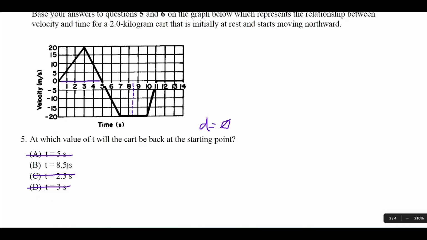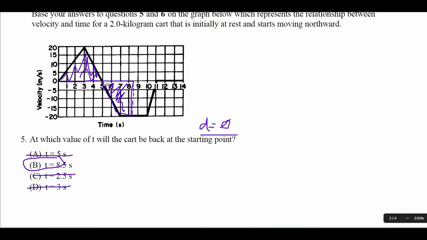Now, if they didn't have all three choices canceled out, what we would have had to do is essentially check to see if this area down here of this trapezoid and this area of the triangle above the line were equal. So if they had said 11 seconds, we would have wanted to check to see if this had the same area as this before we made our choice. But for here, the main idea was to realize that the graph above must be equal to the graph below in order for us to have a displacement of 0.